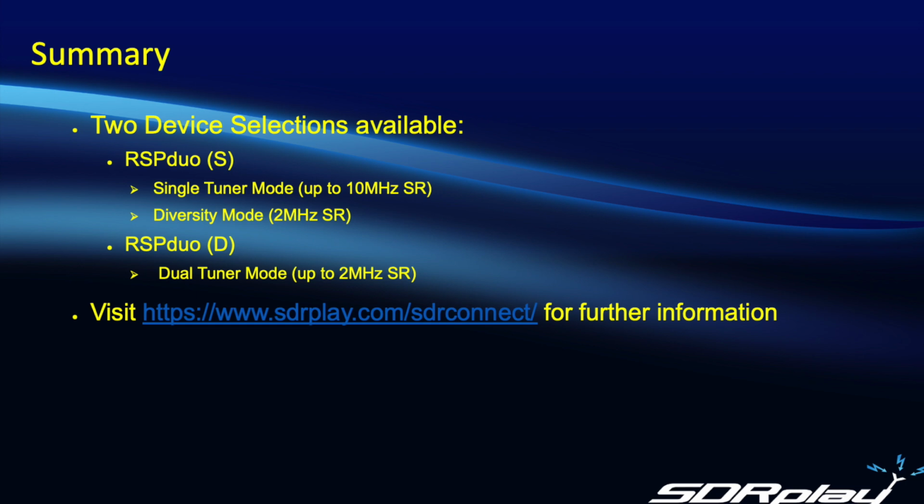So in summary, what we covered here was that the RSPduo shows up as two separate device selections in the drop-down. RSPduo S is for single tuner mode up to 10 MHz sample rate, or diversity mode up to 2 MHz sample rate. Or you can have RSPduo D, which is for dual tuner mode at sample rates up to 2 MHz.